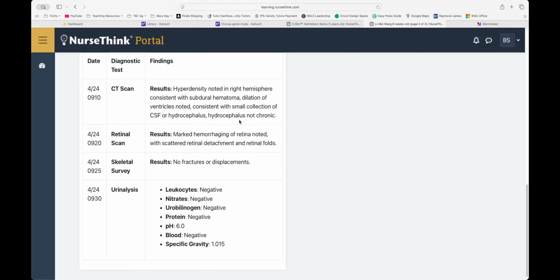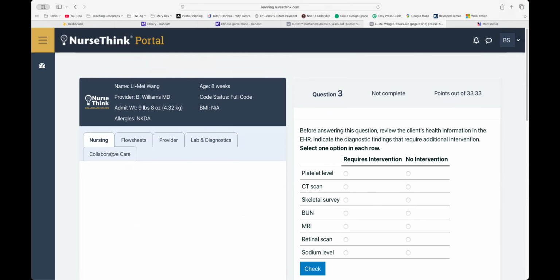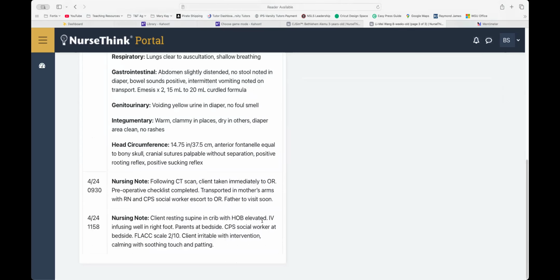So because we have this hydrocephalus, we are going to take Miss Lee May to surgery. Does anybody know what surgery we're going to do? Give her a shunt. Yep, we're going to put a shunt in.